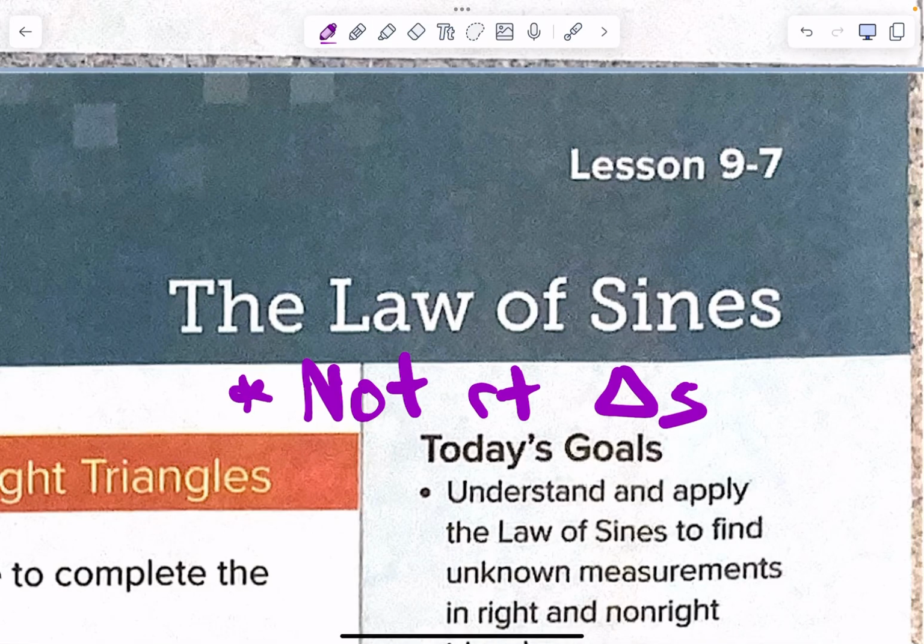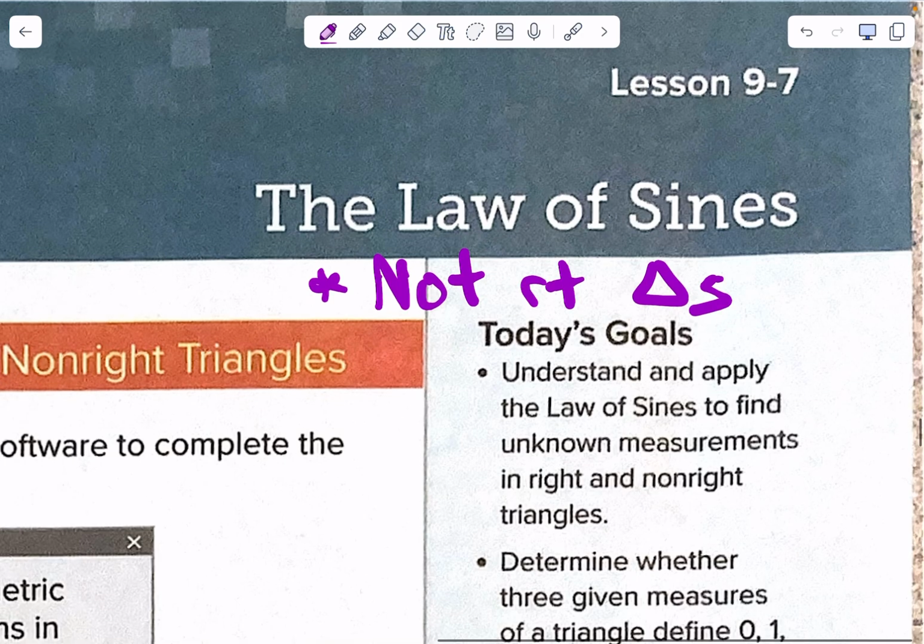All right, 9-7, the law of sines, not right triangles. This is when we use the law of sines for non-right triangles. We're going to do like the first 3 examples and that's it, okay?